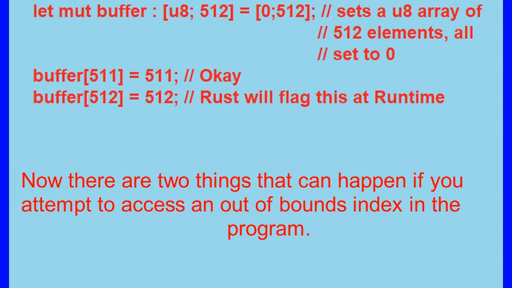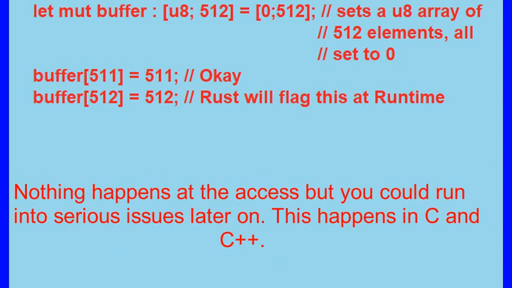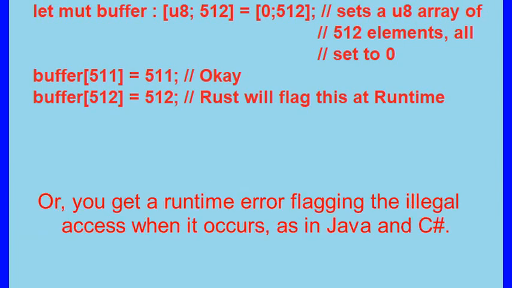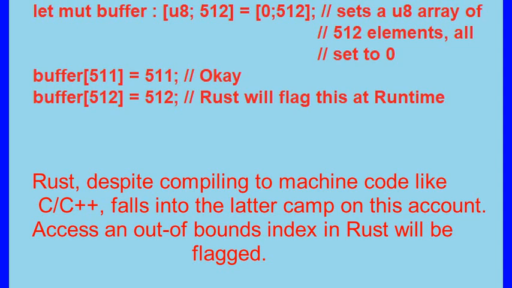Now, there are two things that can happen if you attempt to access an out-of-bounds index in the program. Nothing happens at the access, but you could run into serious issues later on. This happens in C and C++. Or you can get a runtime error flagging the illegal access when it occurs, as in Java and C#. Rust, despite compiling to machine code like C and C++, falls into the latter camp on this account. Accessing an out-of-bounds index in Rust will be flagged.